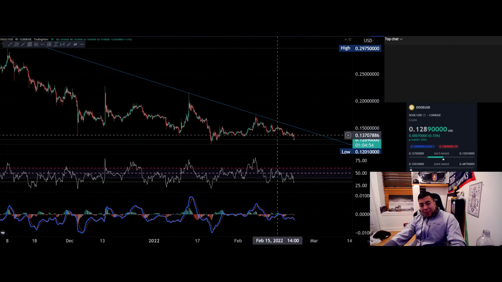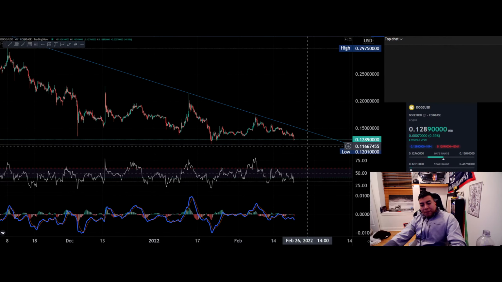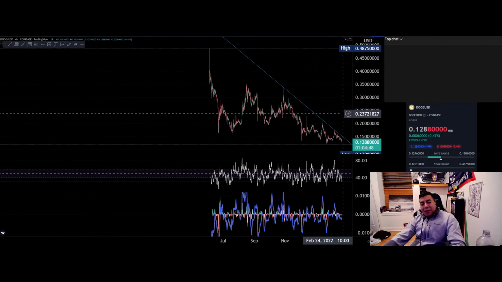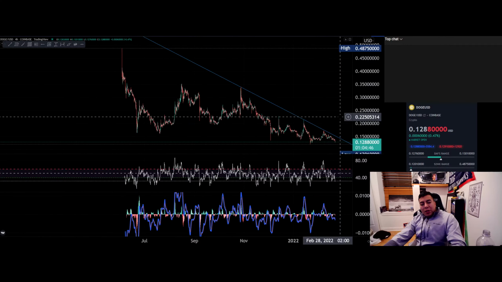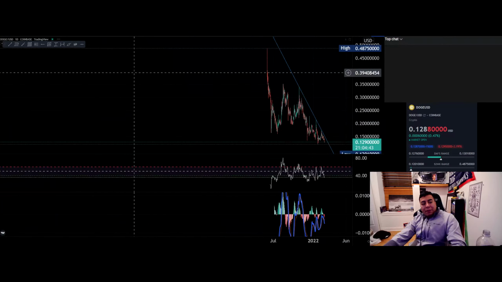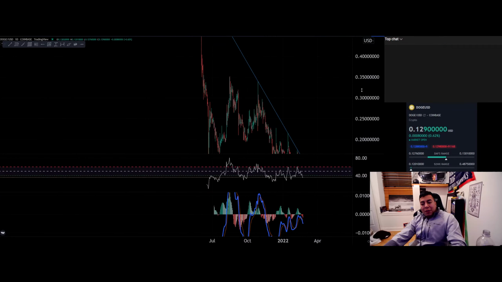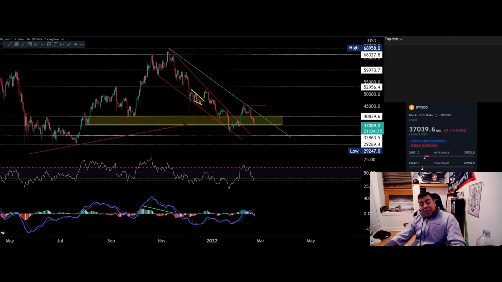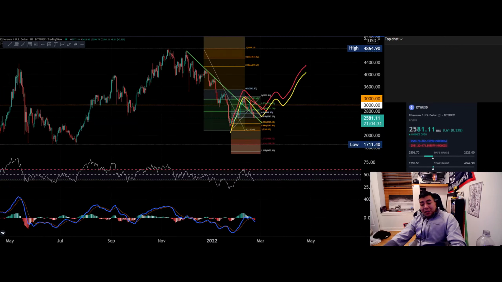Doge, our little puppy Doge, it's back at 12 cents. Definitely no bueno here. After the impulse up, it's kind of just spot. Just take caution on all of these altcoins. They're kind of gonna do whatever BTC does. ETH is gonna do whatever BTC does.